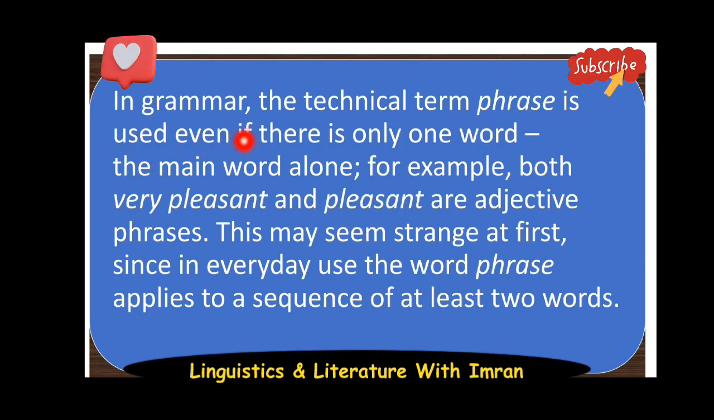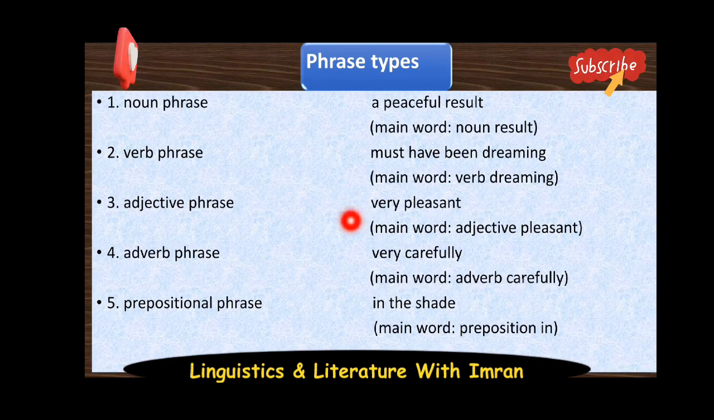In grammar, the technical term phrase is used even if there is only one word, right? So even if we have just "result," "result" is also a noun phrase. Or if we have just "dreaming," "dreaming" is also a verb phrase. Or "pleasant" is also an adjective phrase. Technically in grammar, if we have a single word, according to its part of speech, we call it this kind of phrase.